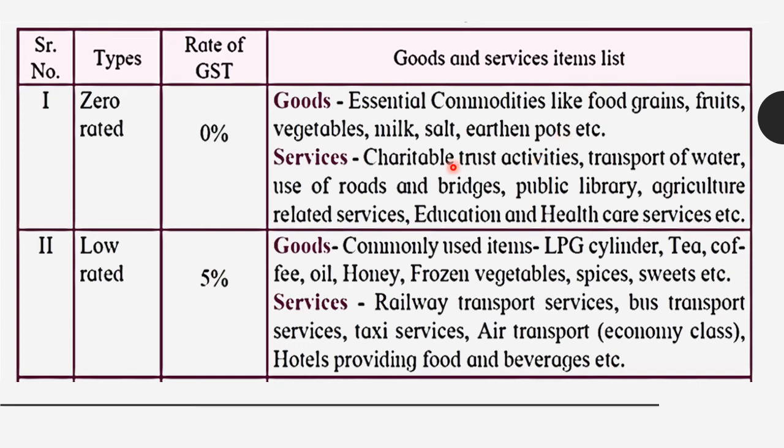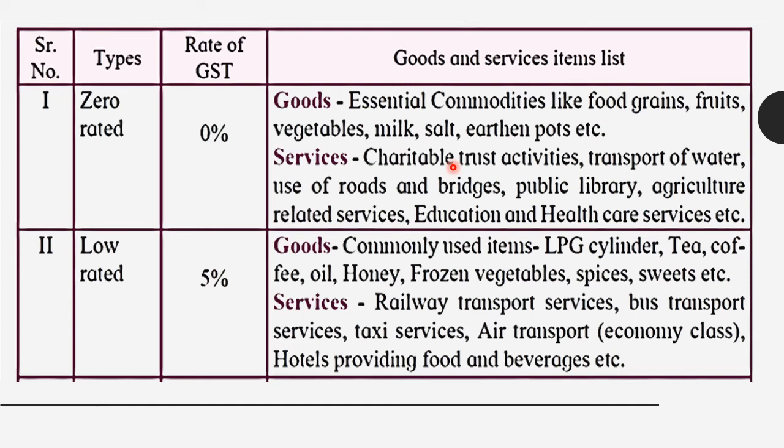Under services there are charitable trust activities, transport of water, use of roads and bridges, public library, agriculture related services, and education and healthcare services. Now all these services also are zero rated. That means there is 0% GST on them, or there is no tax on them.